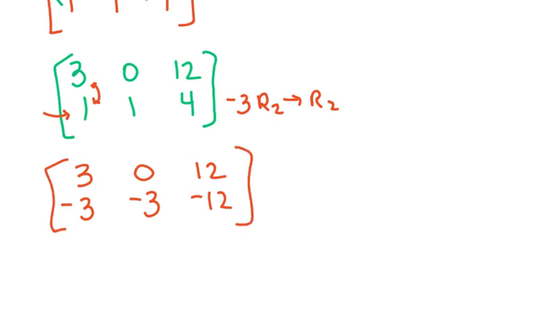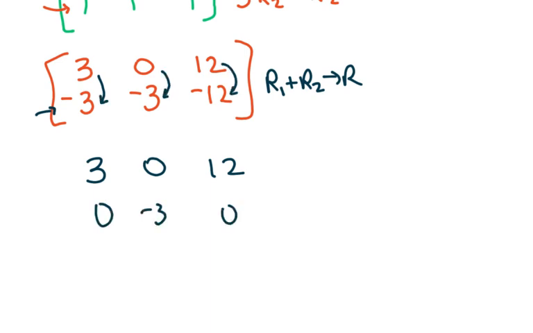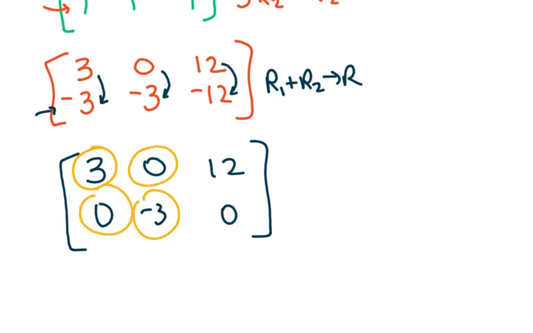Okay, now I'm going to add row 1 and row 2. So I'm going to say row 1 plus row 2, but this time I'm going to put it in row 2 because I want my 0 to be in that position right there. So that means I'm really not going to change anything in row 1. So I'm going to write that. Now I'm going to add them together. So I'm going to get 0, negative 3, 0. Okay, so if I look at my positions here, I've got 3, 0, 0, negative 3, so I almost have what I need. I just need ones to be there.